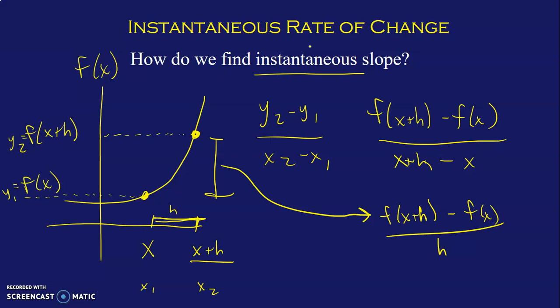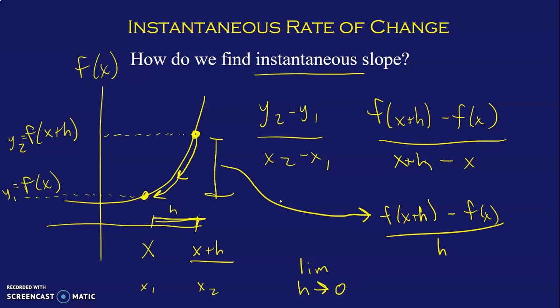Now, instantaneous slope would mean that this point needs to get closer and closer to our original point. Basically, the distance between them needs to shrink until h is 0. But h can't actually be 0 because then I'd be dividing by 0. So I just want to get really, really close to 0. So the distance between these 2 points is going to get really close to 0. And the way we would say that is the limit as h approaches 0.